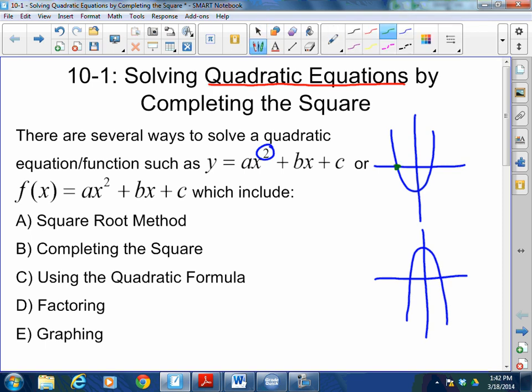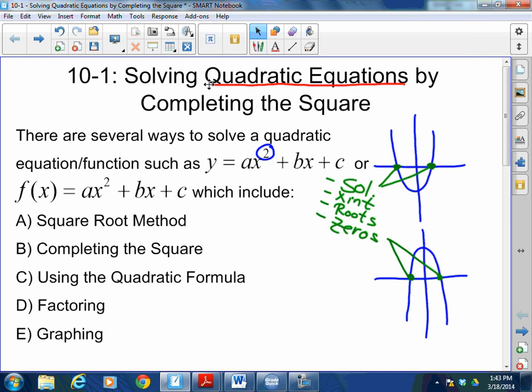The points through which the parabola goes through, those are my solutions. They're also known as the x-intercepts, the x value where y is 0. They're also known as your roots, and they're also known as your zeros. It doesn't matter if the parabola is pointing upwards or downwards. The x-intercepts are the solutions, also known as roots, also known as zeros. That rings a bell to everybody, right? That's not out of left field here.